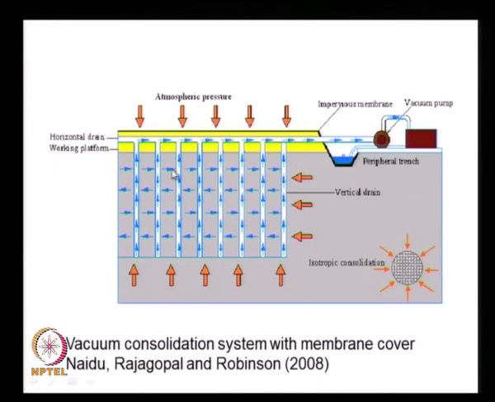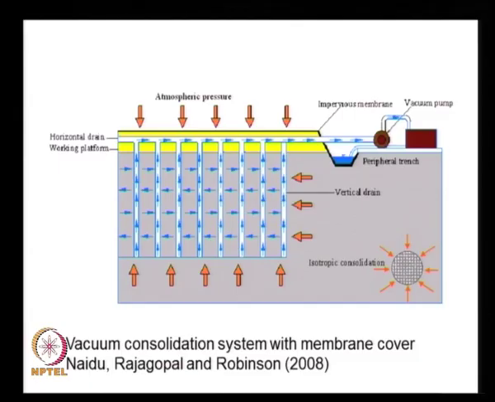Schematically, the system that employs a geomembrane cover is shown here. We have a number of these PVDs, or perforated drain pipes, that are connected to a horizontal pipeline that is connected to a vacuum pump, and we cover the entire area by a membrane. Once we create a vacuum here, the atmospheric pressure directly acts on it to drive the consolidation.